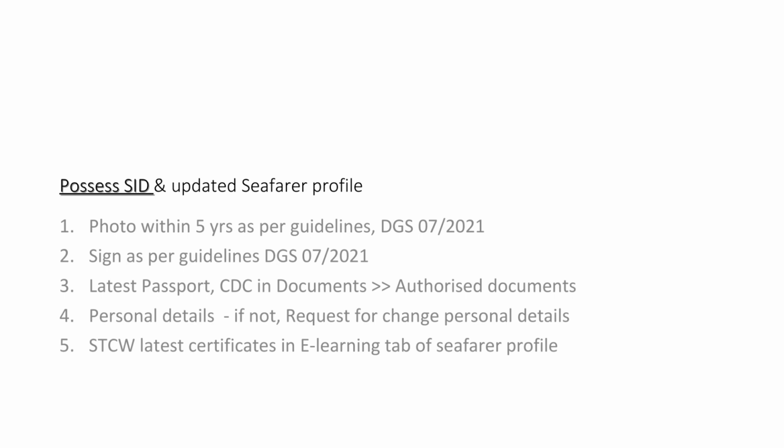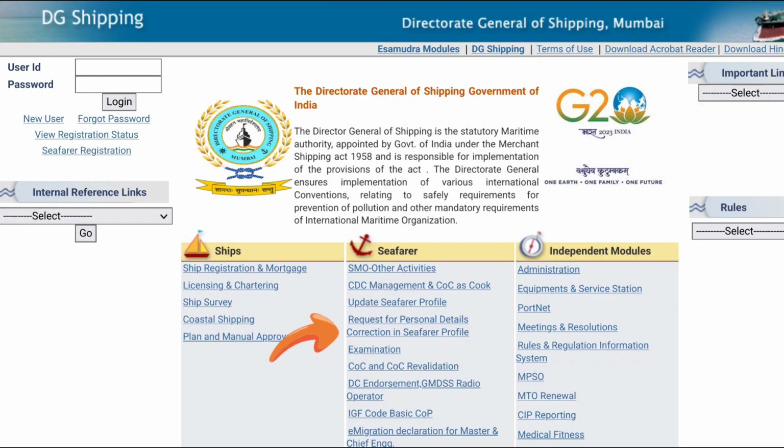And personal details, if required correction, then we should use the request for change personal detail, which I will show you shortly. And STCW latest certificate, how to check your latest certificate. Go to the login and then there is a tab request for personal details. Then after clicking this request for personal detail, they will ask for some verification, and then you can just upload the document and they will complete your updation of request within few days, and then you should proceed further for CDC application.